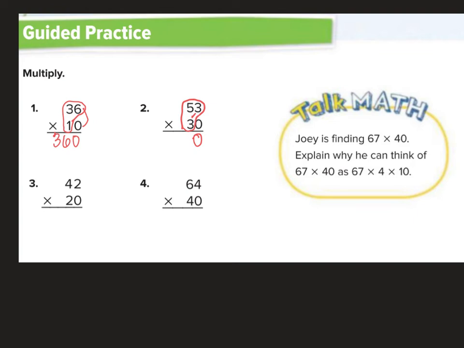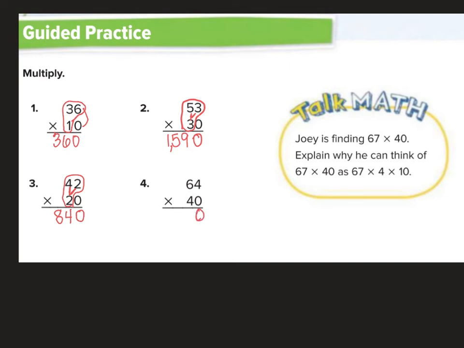So 3 times 3 is 9. 5 times 3 is 15. So we're going to get an answer of 1,590. Okay. So we're going to start by putting our 0 in the ones place. Then 2 times 2 is 4. 2 times 4 is 8. 840 is our product here.